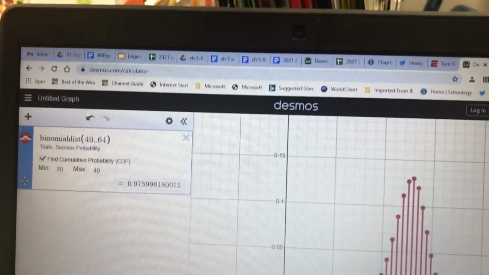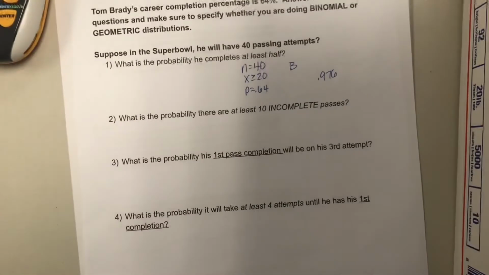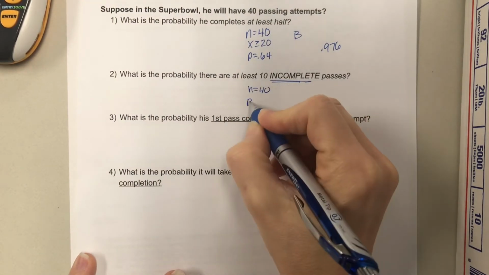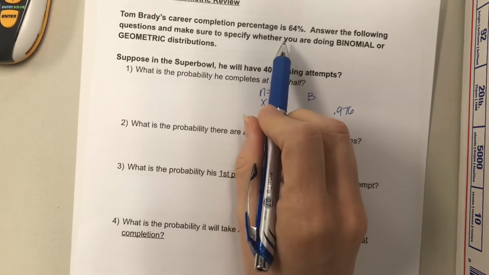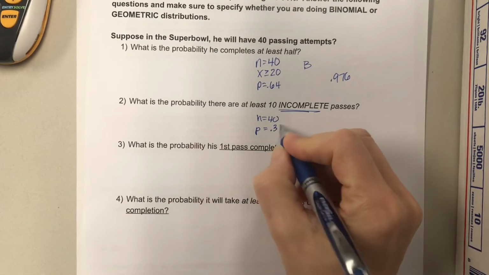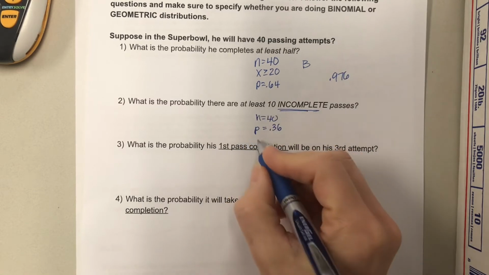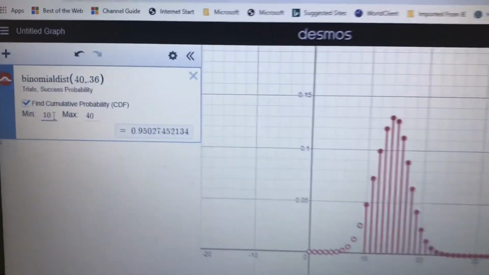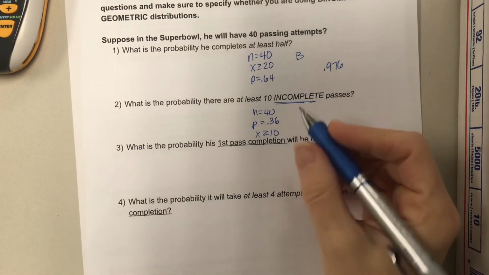What's the probability there's at least 10 incomplete passes? At least 10 incomplete passes. Well, there's still 40 total. The probability of incomplete would be the opposite of 64%. Does that make sense? So we want to change that to 0.36, and at least 10 is greater than or equal to 10. So I'm going to change that on Desmos to a 0.36, and then I'm going to go from 10 to 40. So I changed it to 0.36, made it 10 to 40, and we get 0.950.